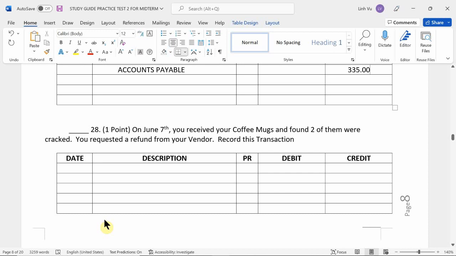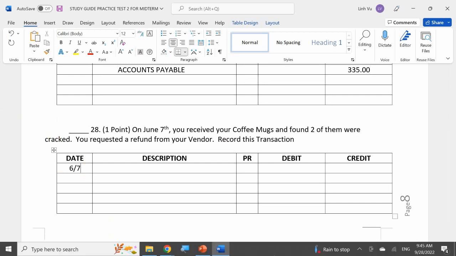Number 28, on June 7, you received your coffee mugs and found 2 of them were broken or cracked, and you requested a refund from your vendor. Record this transaction. You already received your cups, and now you found that 2 of them are broken. So how are you going to request a refund? Assuming that these are related. Purchase returns and allowance.